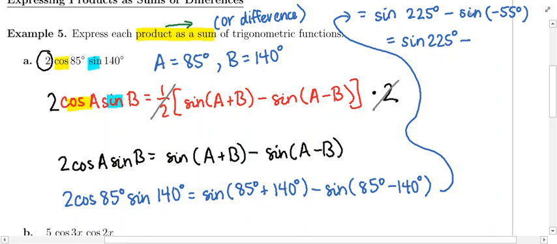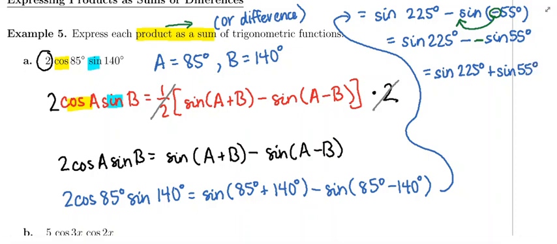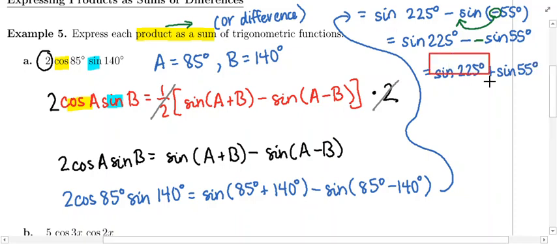So since sine is odd, I can take this negative sign and pull it out front. So it's going to come right here. So you're going to be subtracting a negative sine of positive 55 degrees. Okay. And then that negative minus a negative turns into a positive. And so the final answer here is going to be the sine of 225 degrees plus the sine of positive 55 degrees. Okay. This is the answer.